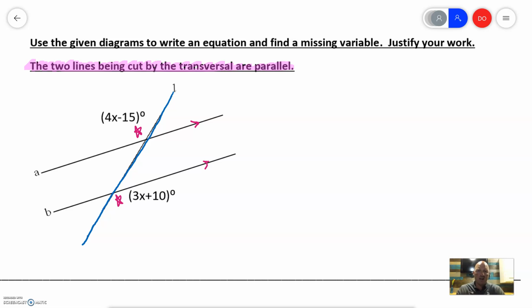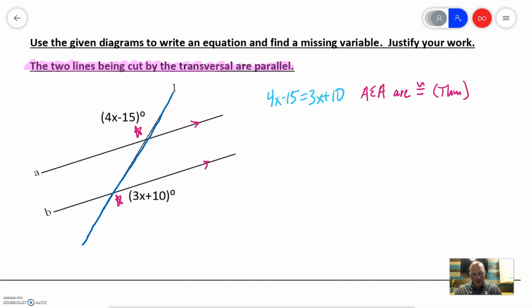Well, the alternate exterior angle theorem says if two parallel lines are cut by a transversal, then the alternate exterior angles are congruent, which leads me to my equation. 4x minus 15, remember another word for congruent is equals or same, should equal 3x plus 10. And why were we able to say that? Because the alternate exterior angles are congruent. Or again, instead of that word congruent, you may see the word theorem. Just depends on if they're writing the fact that's inside of it or the name of it.